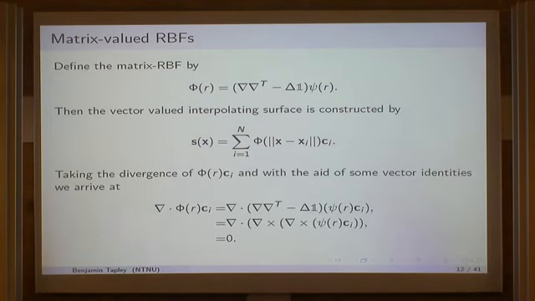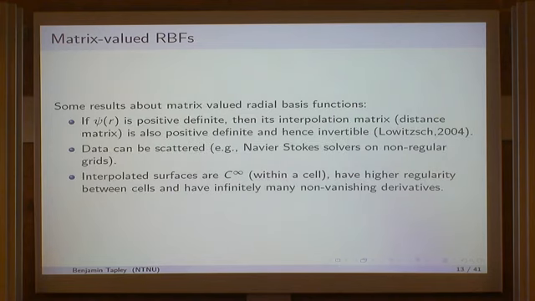We can prove that these are divergence free. We just take the divergence of just one of these phi times c_i's. Then using this double curl identity in R3, we can transform this operator into the double curl, and then again the divergence of the curl is 0. So that means this combination of vector fields is divergence free, which is good.